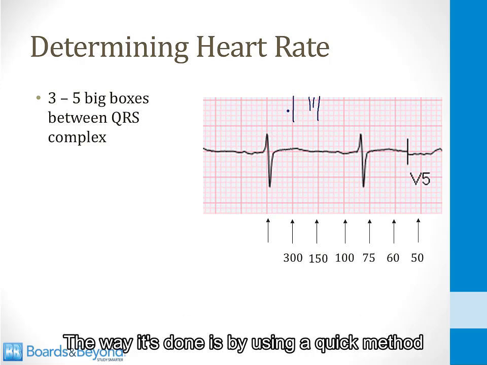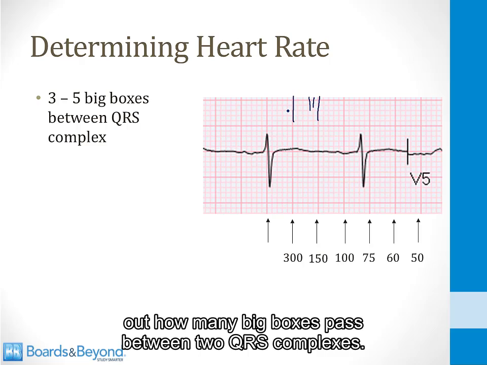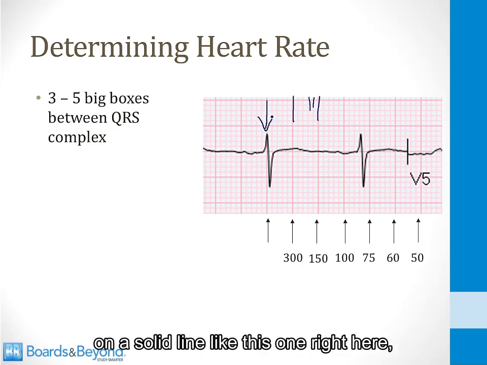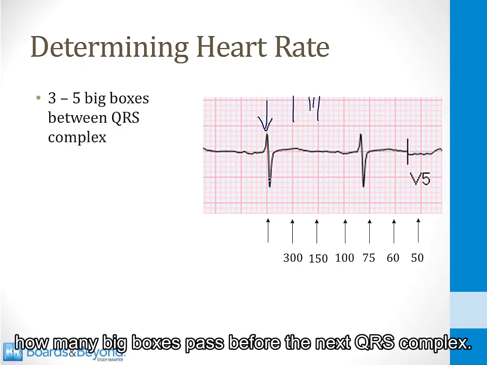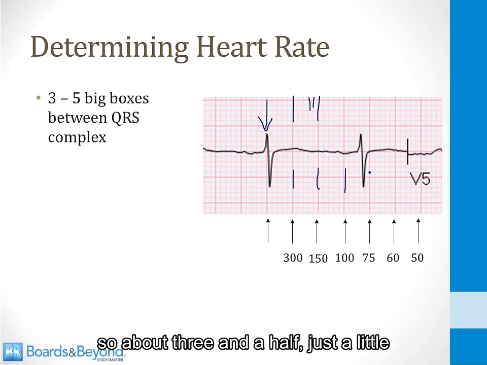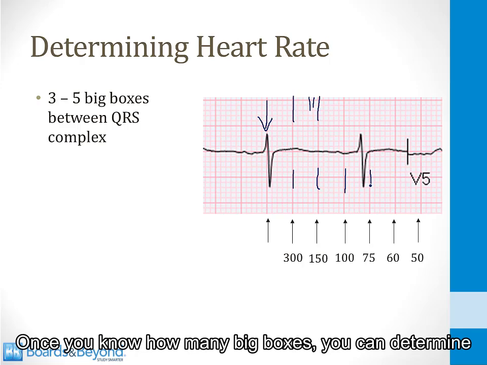The way it's done is by using a quick method, which involves figuring out how many big boxes pass between two QRS complexes. So to do this, you need to identify a QRS complex that falls on a solid line, like this one right here. You then figure out how many big boxes pass before the next QRS complex. You can see that 1 passes, 2, 3, so about 3.5, just a little under 4 big boxes pass before the next QRS complex. Once you know how many big boxes, you can determine the heart rate.